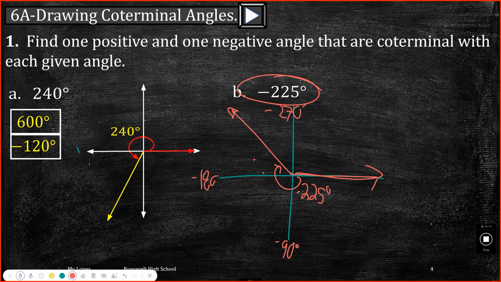Now we're going to answer the question. Maybe if you do need to draw it, go ahead and draw it. So now, to answer the question, find one positive angle. Well, instead of going down, couldn't I just go here and get to it? How much is this?